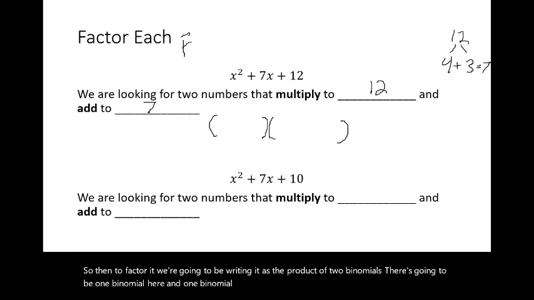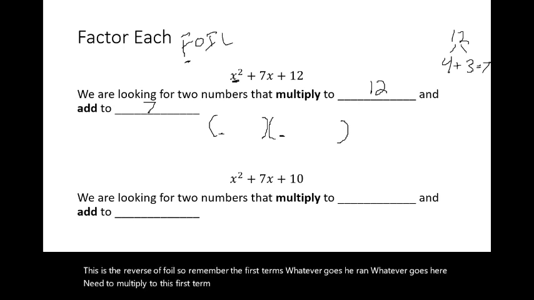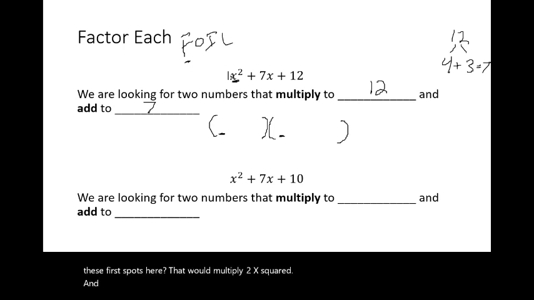Now remember, this is the reverse of distribution. This is the reverse of FOIL. So remember, the first terms, whatever goes here and whatever goes here, need to multiply to this first term, x squared. So what could you put in these first spots here that would multiply to x squared? And specifically, they're going to multiply to a 1x squared.